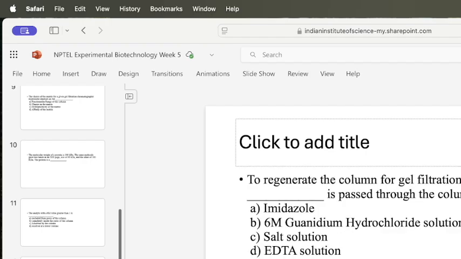Okay, next question. To regenerate the column for gel filtration chromatography, dash is passed through the column, and 4 options are given here: imidazole, 6 molar guanidinium hydrochloride, salt solution, and then EDTA solution. Before we go on to discussing what the right answer for this question is, we need to know the role of the different components.